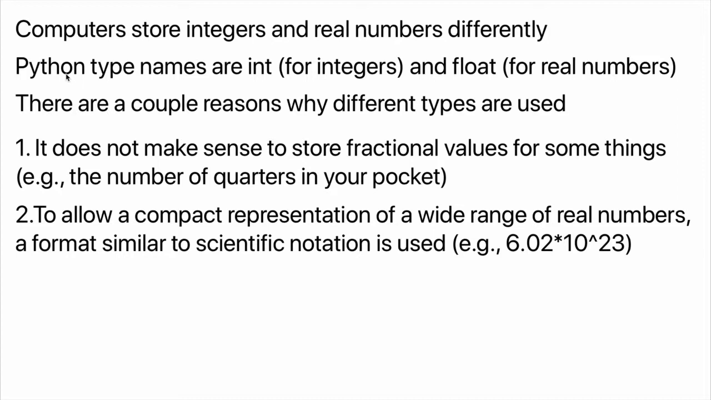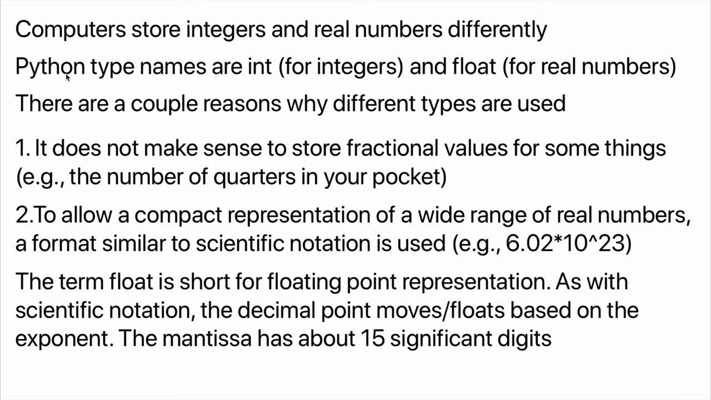The second is to allow a compact representation of a wide range of real numbers. A format similar to scientific notation is used. For example, with 6.02 times 10 to the 23rd, 6.02 is the mantissa and 23 is the exponent. The term float is short for floating point representation. As with scientific notation, the decimal point moves, or floats, based on the exponent. The mantissa for a Python float has about 15 significant digits.